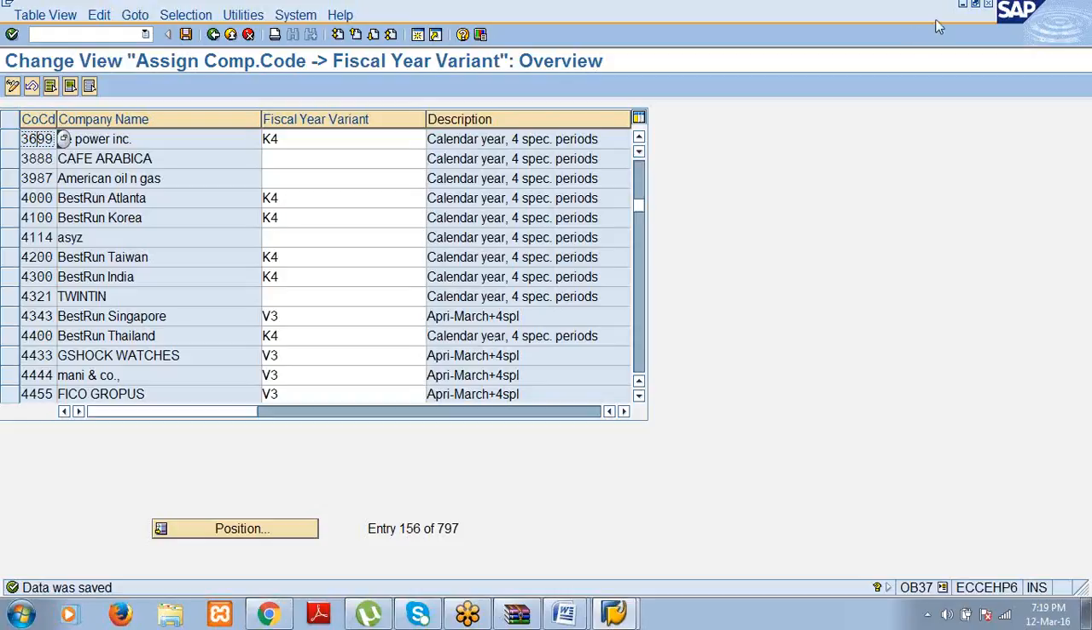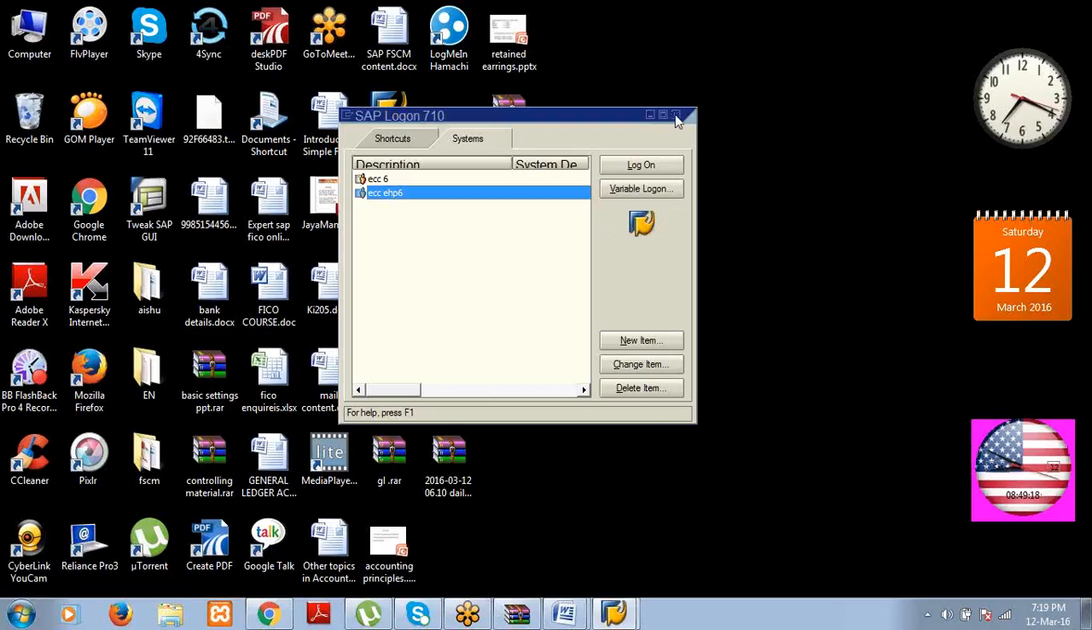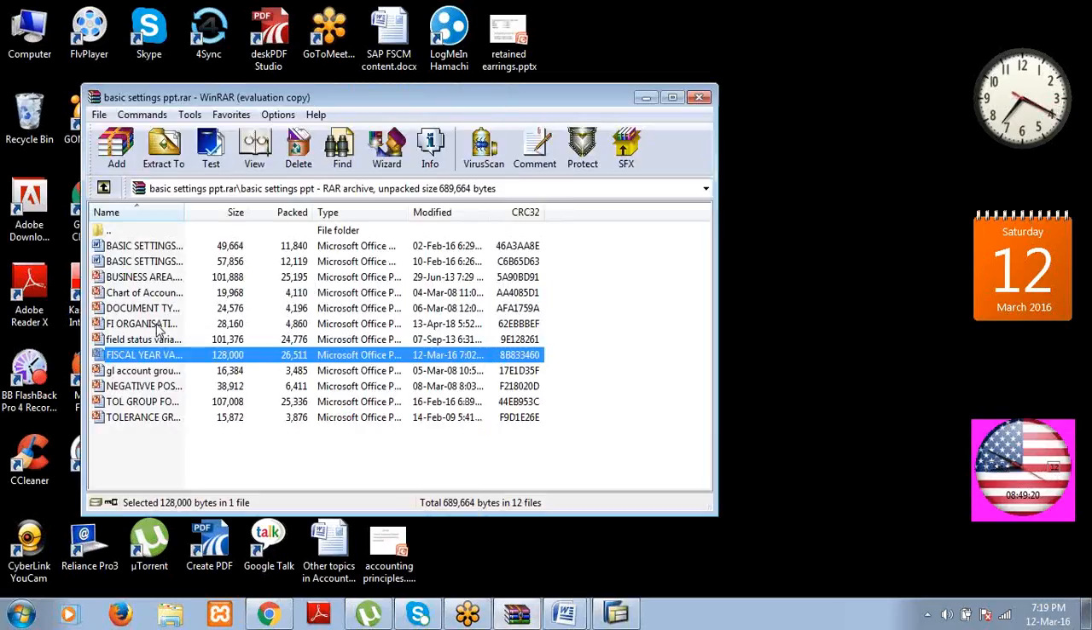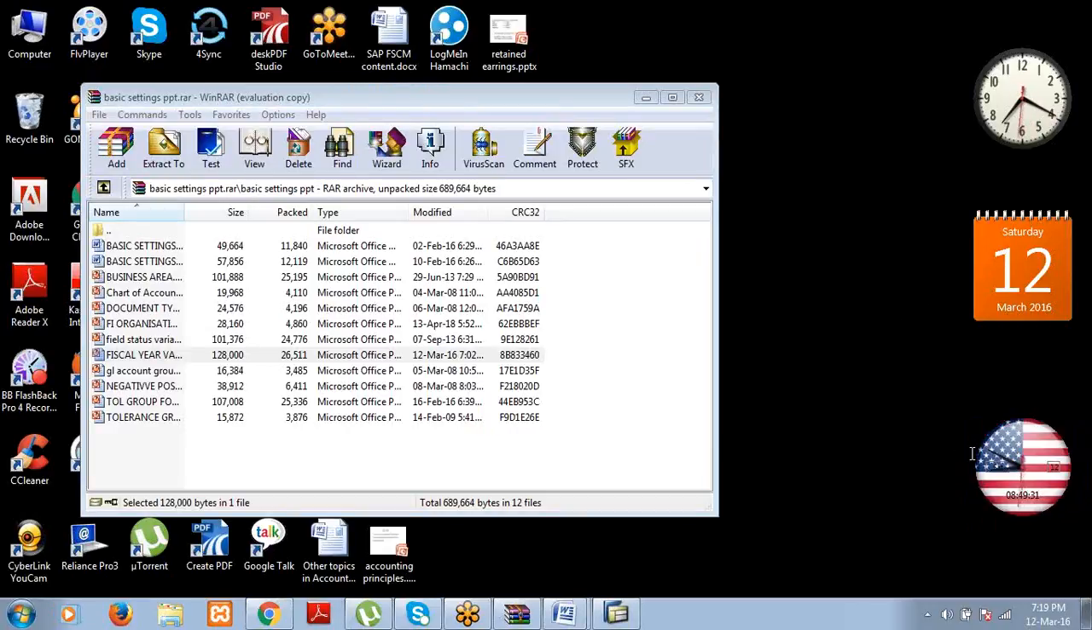Now, so first let us try to understand what is the concept of chart of accounts. One second. Kirti says that he is not able to hear me.